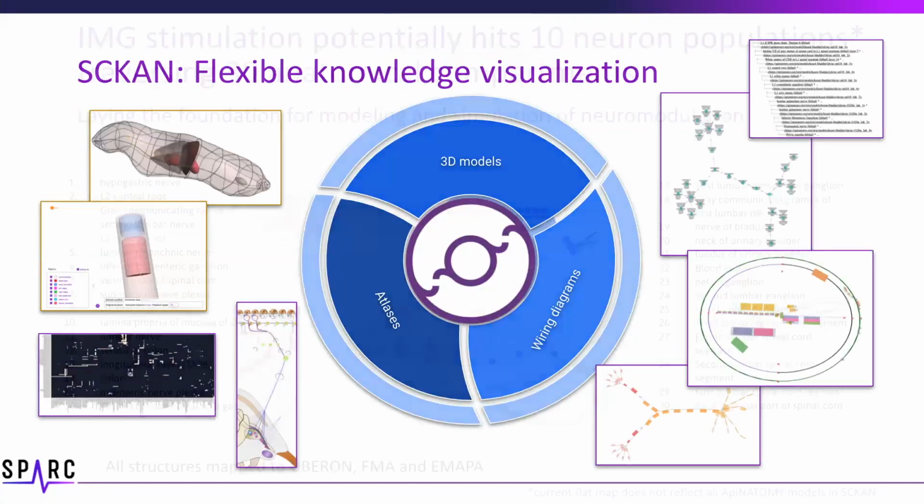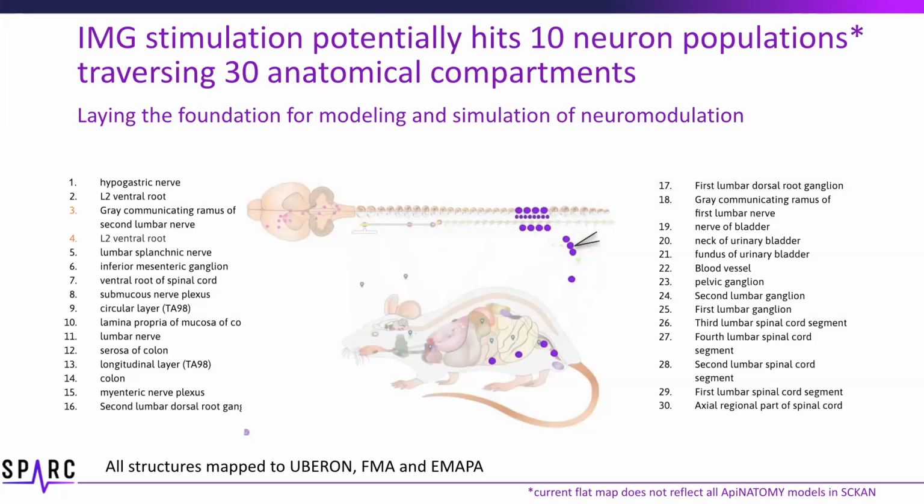So if we actually then plot, for example, all of the connections that we see for the IMG, we see that there are 10 neuron populations, but that these traverse 30 anatomical compartments, and these are all listed right here. I very clumsily tried to map those onto the flat map by these circles, and you can see the sphere of influence of potentially structures that might be impacted by stimulation. Granted, they're not all axons, but there's still always a potential when you put an electrode in to evoke a response.